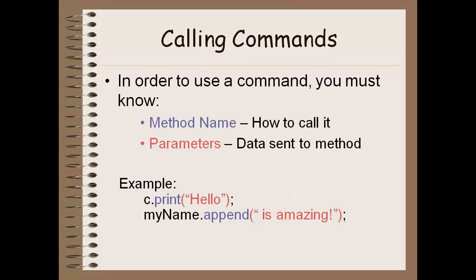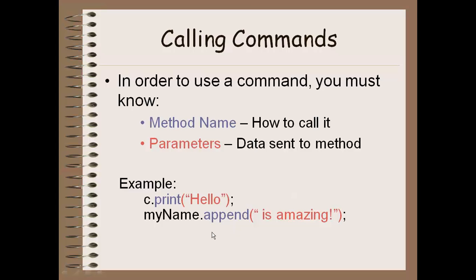So how do we use a command in our program? Well, basically you have to know two things. The name of the method, which we use to call it, and any parameters that are going to be required in order for that method to run. So examples of commands we've used so far: print, so the name of the method is print, and then in the brackets we provide the parameters of what to print.